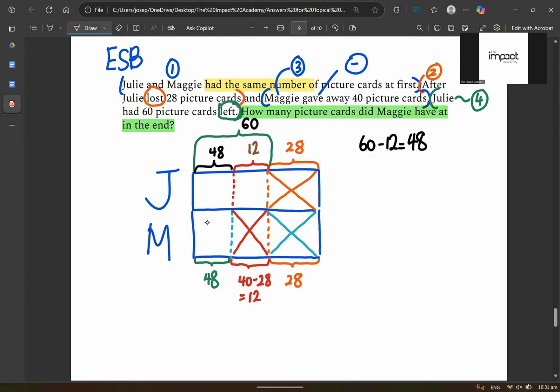In the end. Sorry, it should be: how many picture cards did Maggie have in the end? You can ignore the word "had" over here. I apologize for that. Now, what do you think is your answer? How many picture cards did Maggie have in the end?